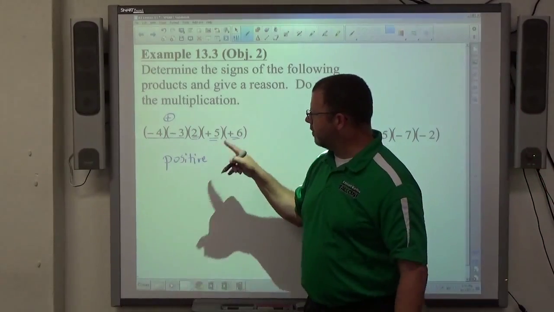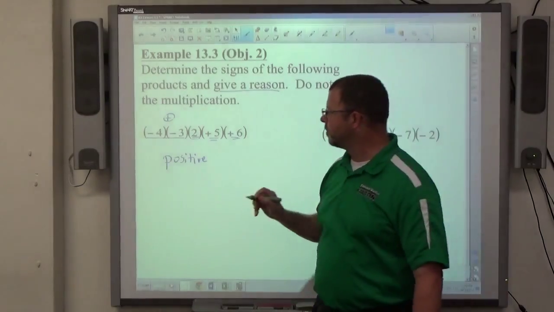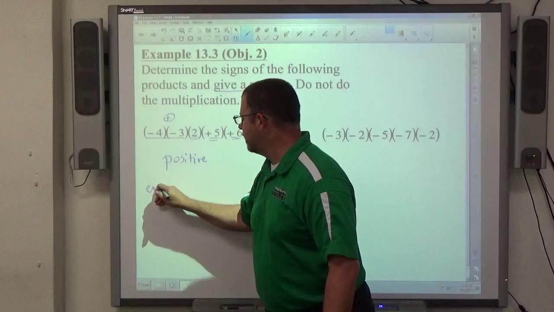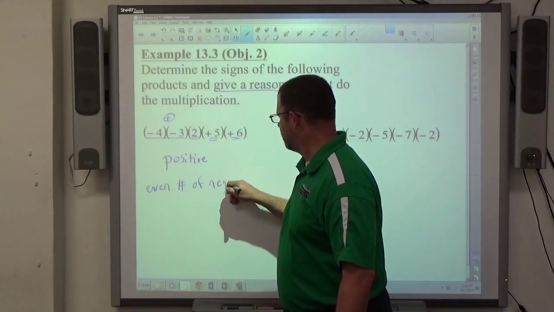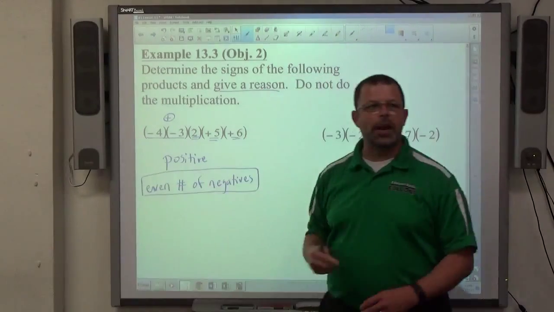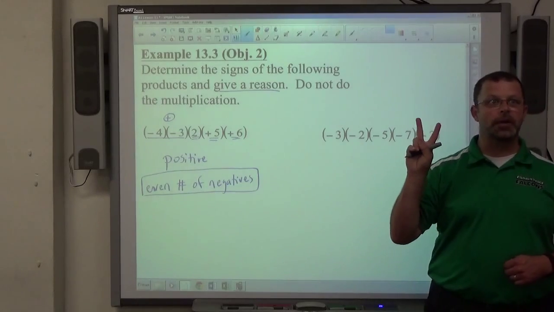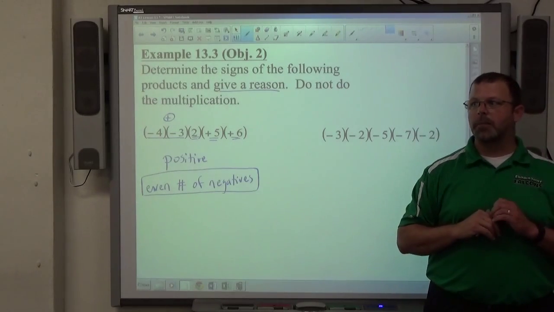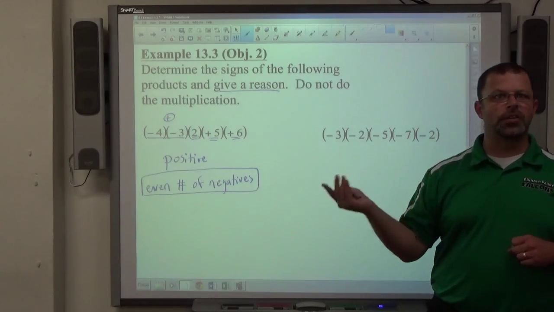So when you're looking, and it says give a reason, the correct reason I'm looking for here is even number of negatives. Up till now, we've seen 2 negatives make a positive, right? Notice 2 is an even number, right? 0 negatives also make a positive because 0 is also an even number. 1 negative made a negative because 1's an odd number.